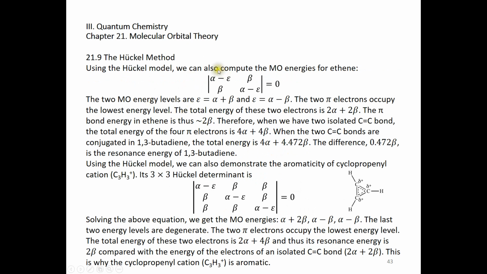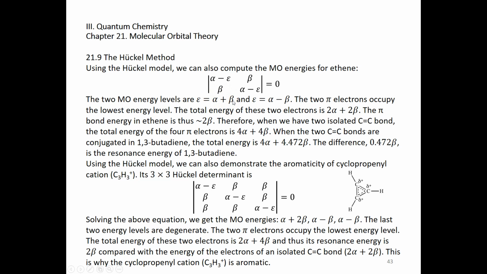How do we compute the bonding energy or molecular orbital energy for ethene? Well, ethene contains only 2 carbon atoms, so we can write a 2x2 determinant this way, and we solve this equation. We get epsilon is equal to alpha plus beta, epsilon is alpha minus beta. So for the ethene molecule, the 2 pi electrons should occupy this energy level. The total energy would be 2 alpha plus 2 beta.